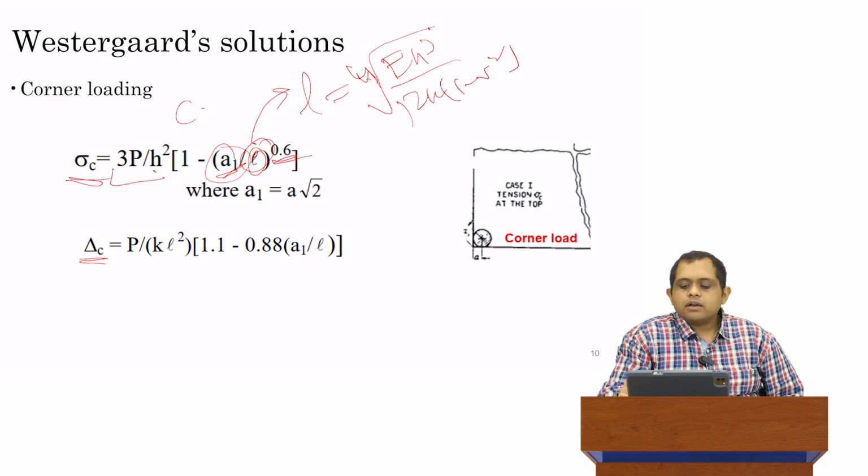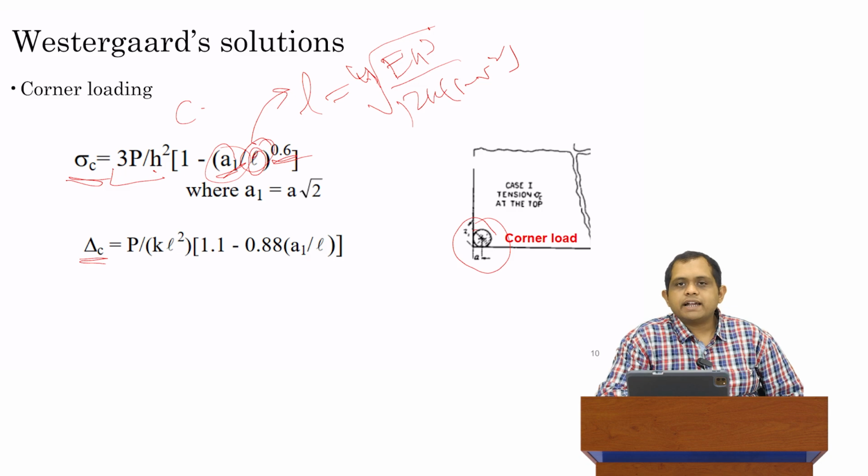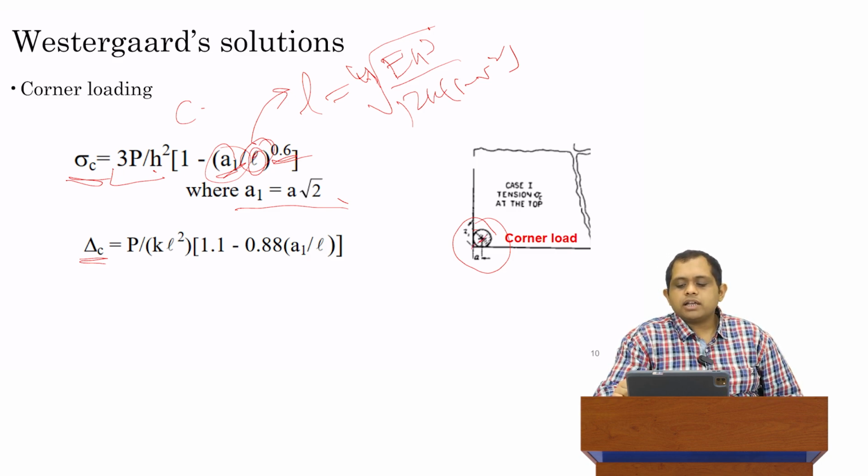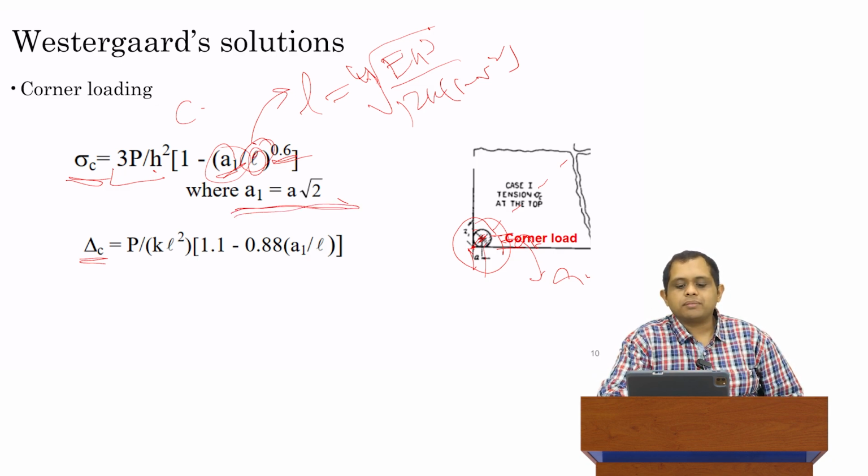What is A1? Recall that A, as is shown in the diagram over here, is the radius of the loading. A1 is simply A into square root of 2. This seems odd. Where is the square root of 2 coming from? It's actually coming from a stress consideration. You are not actually interested in A, you are interested in the distance of this corner to the center. And so we know that if this length is going to be A, which is the radius, and this length is also A, then this hypotenuse is going to be A into square root of 2. That's where this A1, A into square root of 2 is coming from.